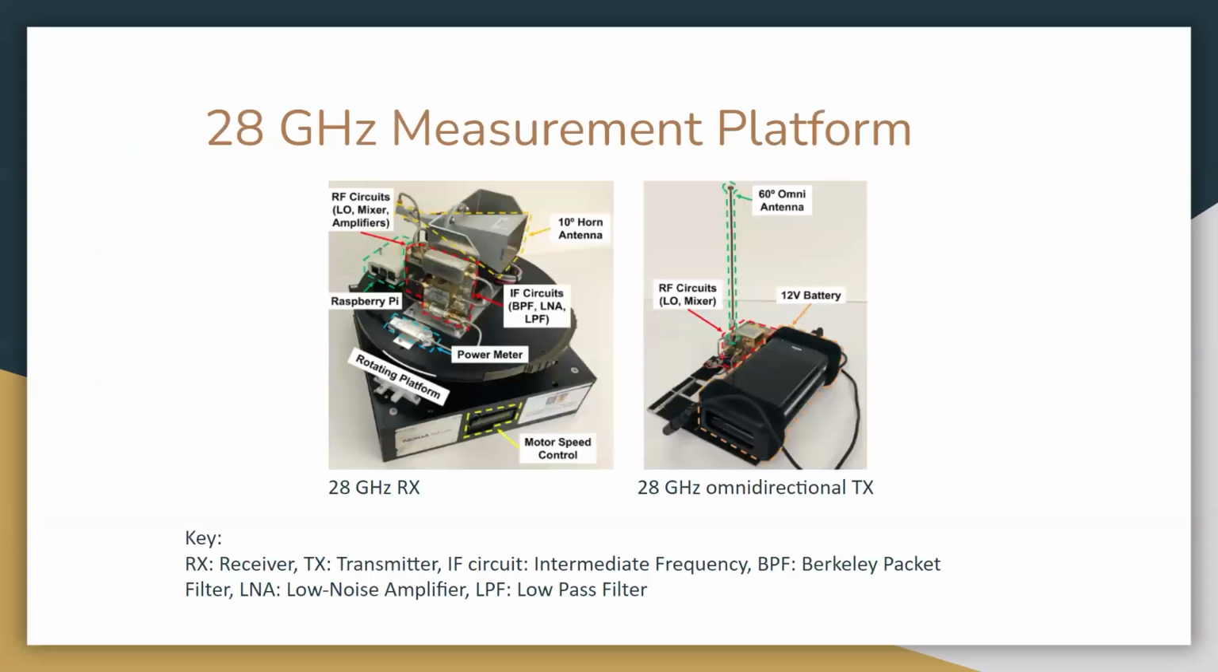So this is the 28 gigahertz platform. It is a lot of complicated machinery, but all you need to know is that it is scanning the environment, spinning around in a circle, and giving us a data set to work with so that we can see how the 28 gigahertz signal propagates through the environment and what kind of backscatter we're getting, to see how the signal reflects off of different surfaces.